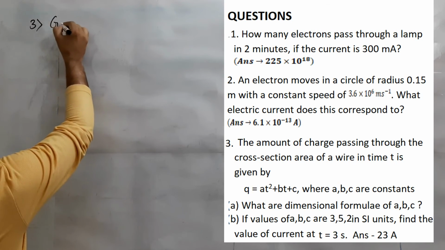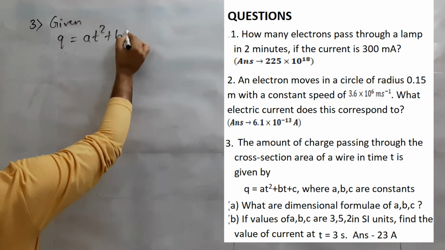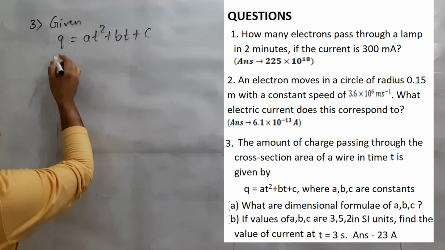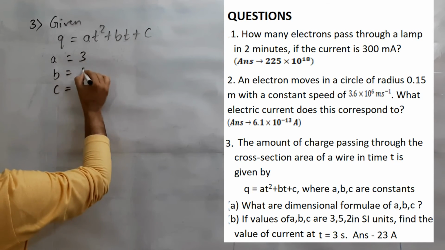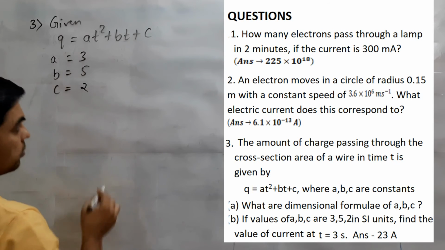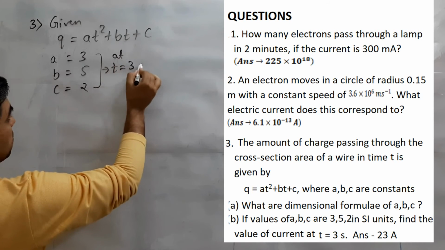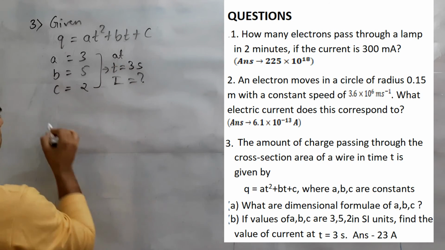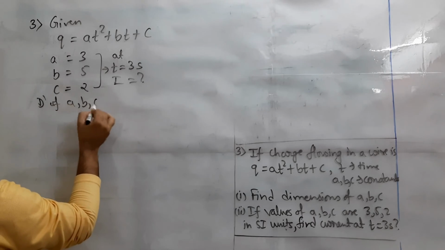So given charge is AT square plus BT plus C, and values of A, B and C are given as 3, 5, 2, and we have to find at T equal to 3 seconds current is to be determined. Also dimensions of A, B, C we have to find.